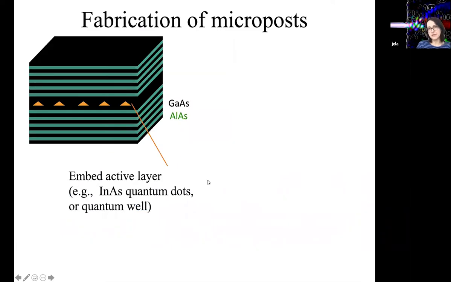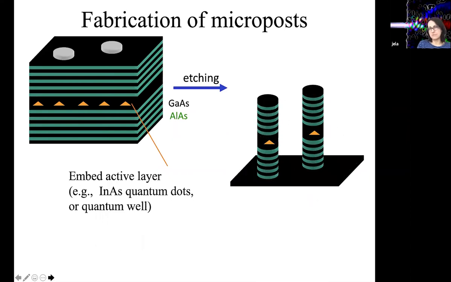So how would you make something like this? You start from a wafer that you grow by molecular beam epitaxy or MOCVD, metal organic chemical vapor deposition. You grow DBRs, for example, in this case, based on gallium arsenide and aluminum arsenide, which have refractive index contrast. Then you grow a spacer region, which would contain some active layer, quantum wells or quantum dots in this case. And then you grow a top layer. Then you do some lithography and etching to define a mask, and after etching, you etch out these pillar arrays, like the ones that we showed before, that could be used as surface emitting lasers or single photon sources and so on.